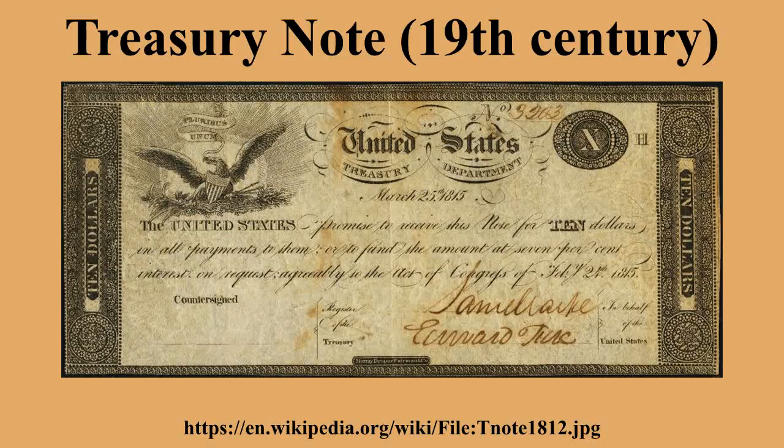A further $5 million of similar notes were authorized on February 25, 1813 to supplement additional loans which had not been fully subscribed. Only notes of $100 denomination and greater were issued under these first 2 acts, and they sold at prices close to par.